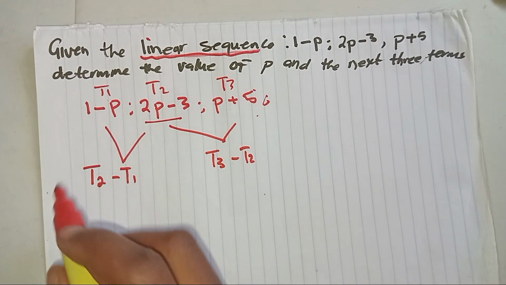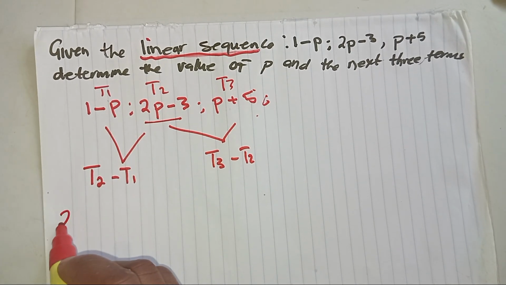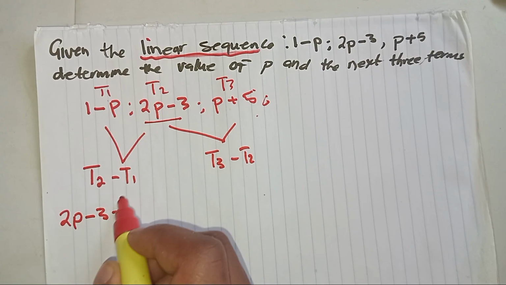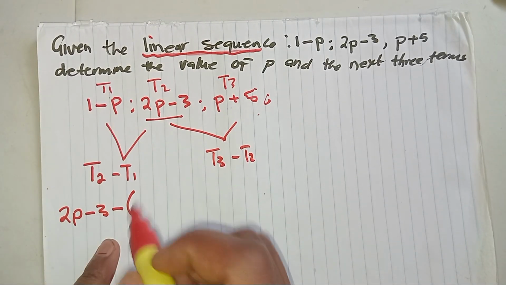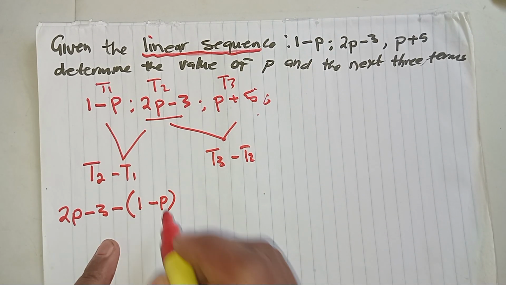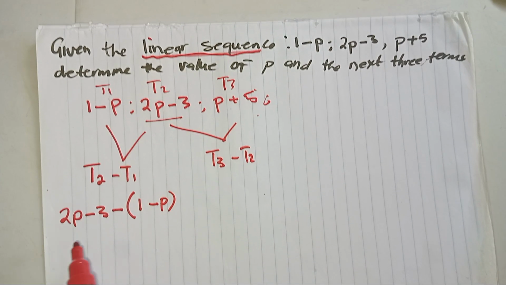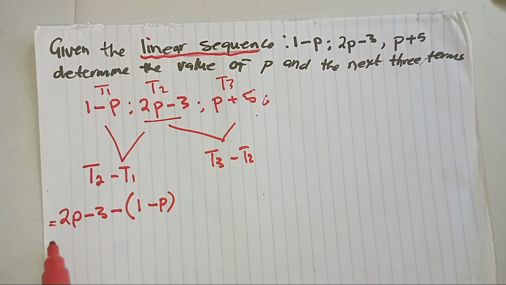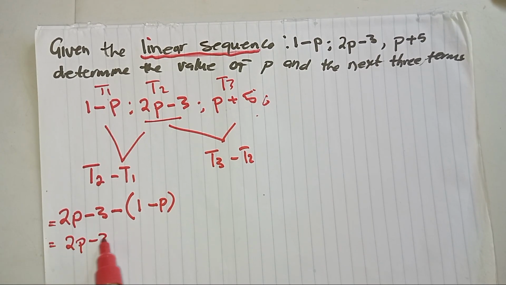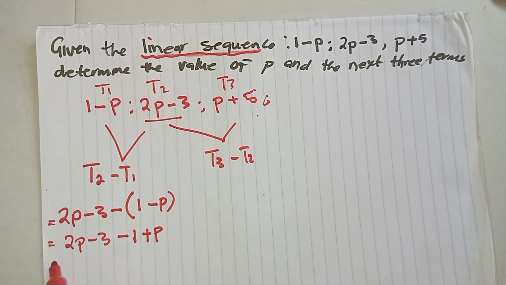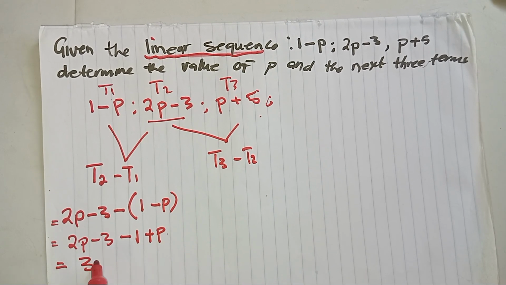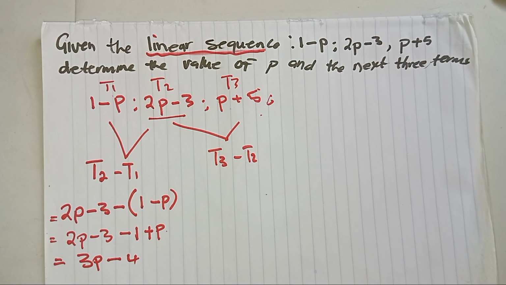So let's find the difference for this one. We're going to say 2p minus 3 minus, guys, when you have a subtraction sign and you want to substitute, you must put the bracket, minus p. Don't forget the brackets, please. And then this one is going to be 2p minus 3 minus 1, and negative multiplied by negative p, we're going to have plus p. Then we add everything up: 2p plus p gives 3p, and minus 3 minus 1 gives minus 4. So this one is our difference.